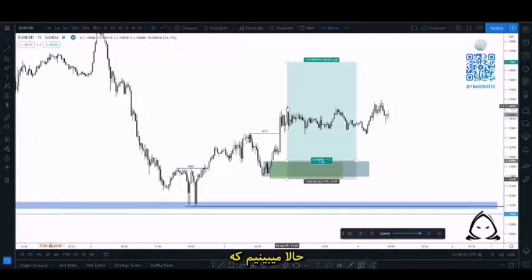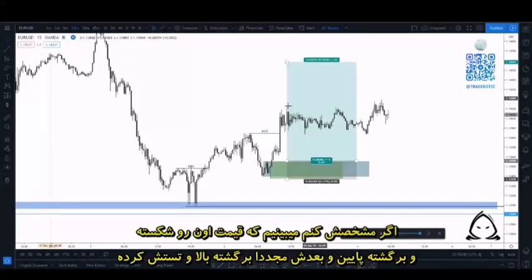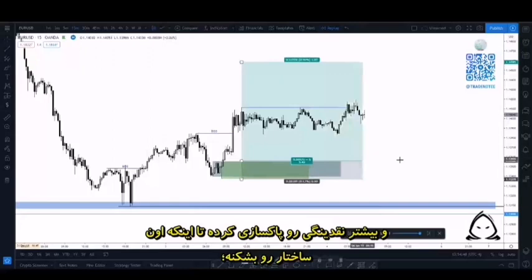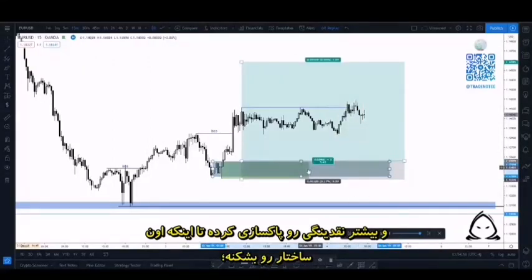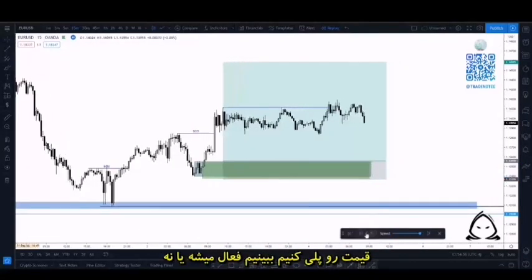So we can just see right now we are breaking structure very slightly. If I just mark that on for information's sake, we broke it, but then we broke back down, came back up, retested, more or less took liquidity from this area rather than actually breaking structure. So we can still monitor this zone as a potential entry point.